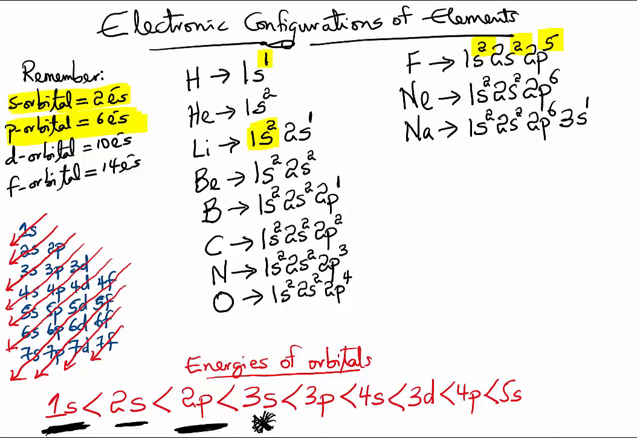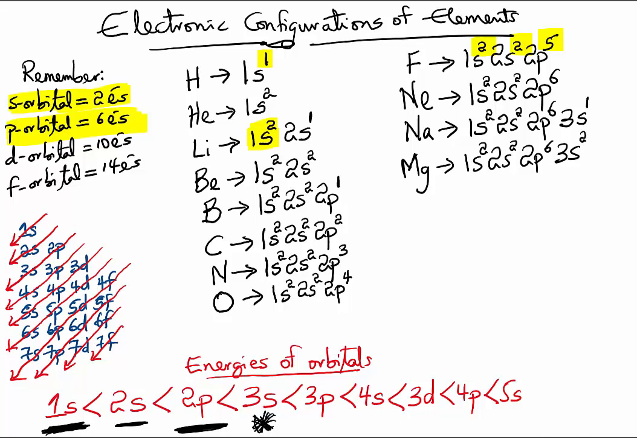After sodium comes magnesium. Magnesium has 12 electrons. So the electron configuration will be 1s2, 2s2, 2p6, 3s2. But remember, 3s is an s orbital. It cannot take more than 2 electrons.